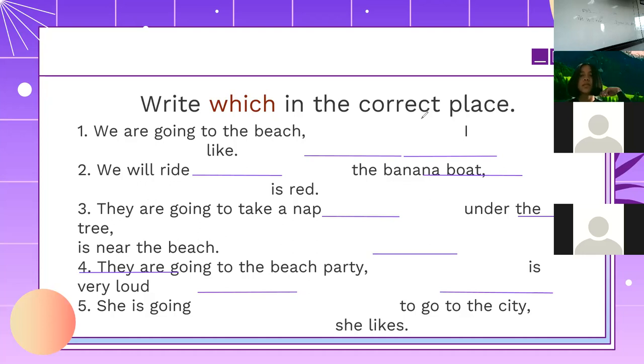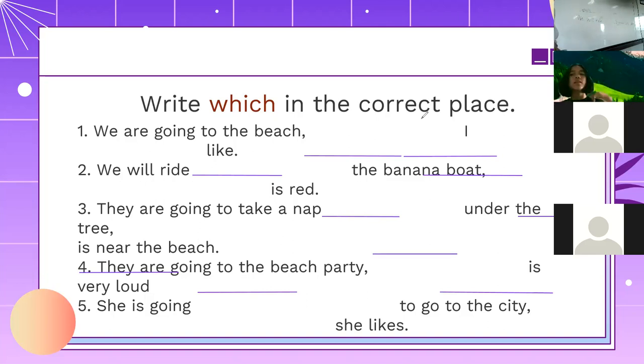Okay, what is the answer? On the second line. So they are going to take a nap under the tree, which is near the beach. So you're talking about under the tree. Okay, so where? What part? It is under the tree.